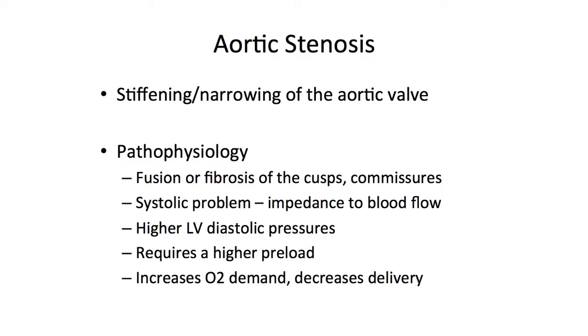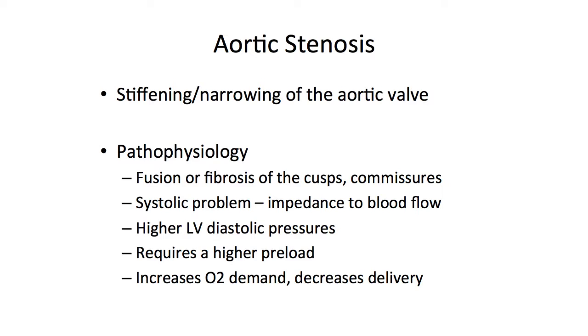Aortic stenosis involves stiffening or narrowing of the aortic valve. This comes from either fusion or fibrosis of the cusps or commissures. It produces a systolic problem. As you could imagine, when the left ventricle contracts, blood can't flow out of the aortic valve and through the aorta into the system.